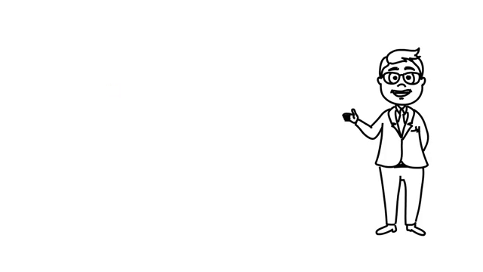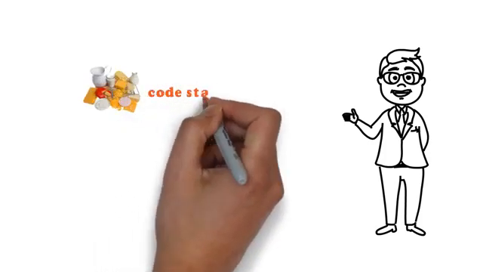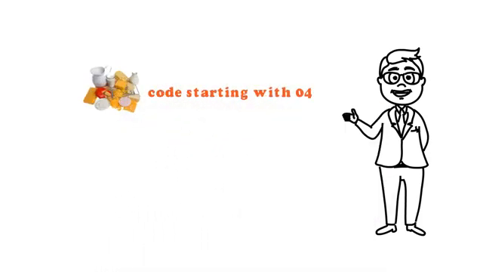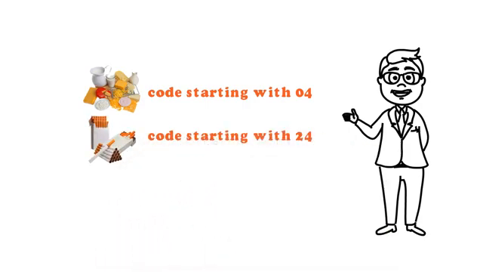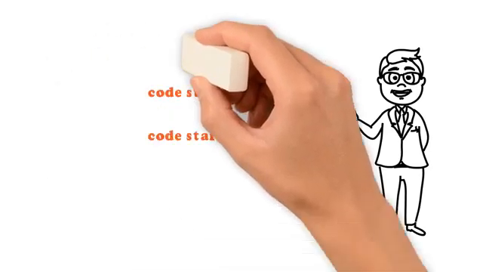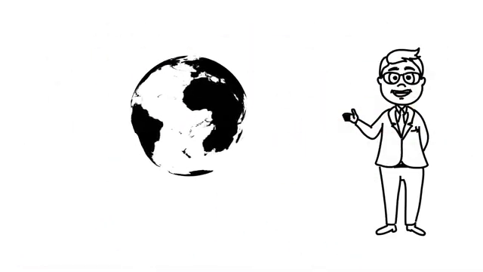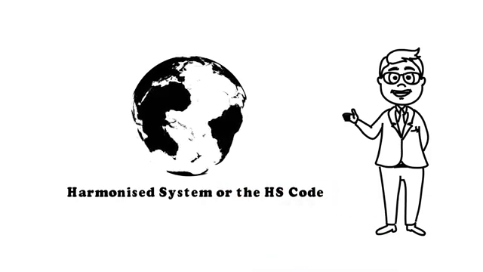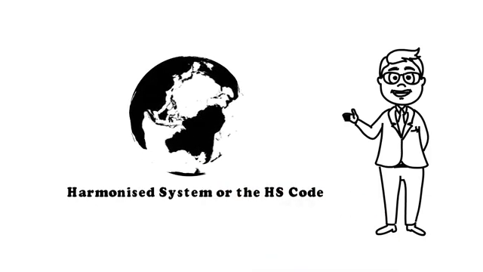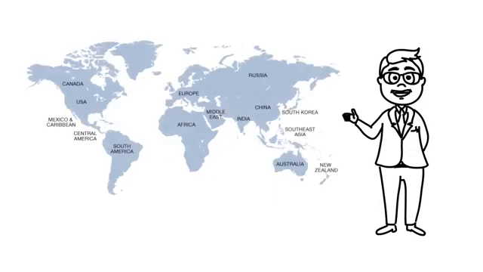For example, all dairy products would have a code starting with 04. Tobacco and tobacco-related products would have a code starting with 24. To ensure that this reference is understood globally, the Indian tariff classification is harmonized with a global standard called the Harmonized System or the HS Code. All member countries of the World Customs Union, including India, follow the HS Code.